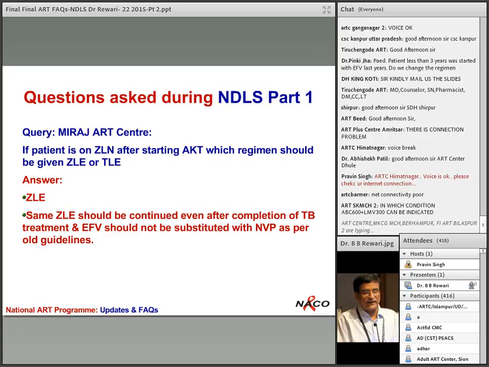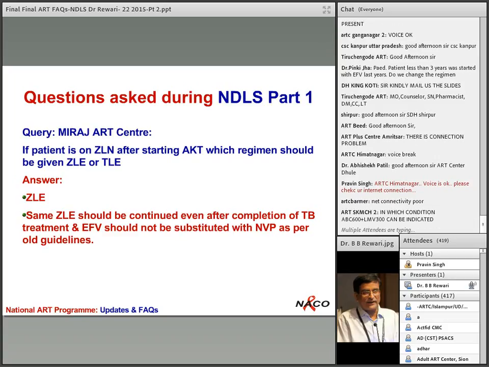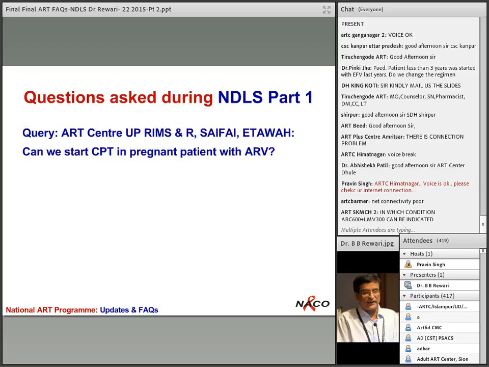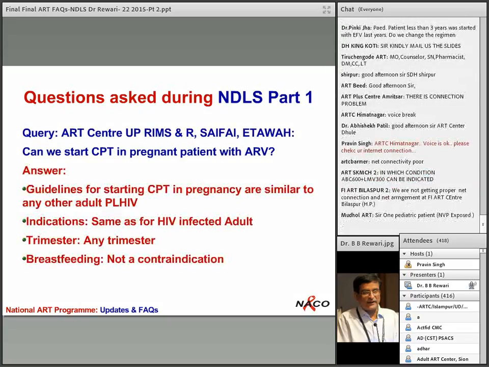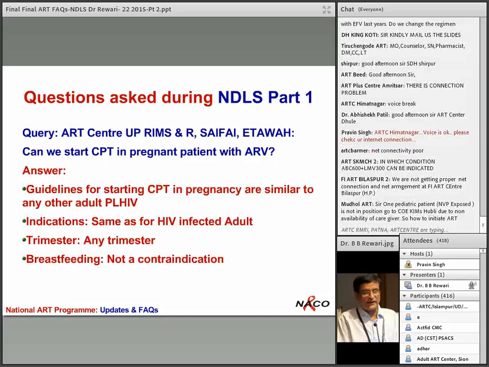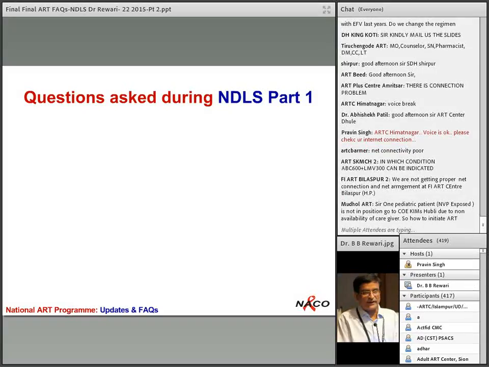There is a question, in which condition abacavir can be used. I am coming to that, SKM CH, I am coming to that. Okay, can we start CPT in a pregnant patient? Yes, you can start. Indications are the same in any trimester. Breastfeeding is also not a contraindication.